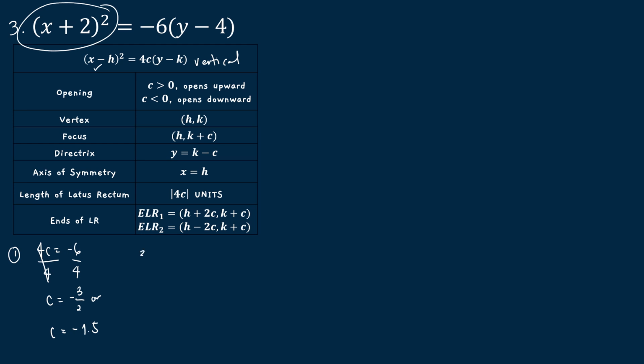So then after that, let us move for the opening, or guess the OPE, which is, since c is negative 1.5 or negative 3 halves, it is less than 0, so the parabola will open downward, or you can also write opens down. Okay? Opens downward or down, bahala na kayo kung anong gagamitin nyo or itatype nyo. It's the same.